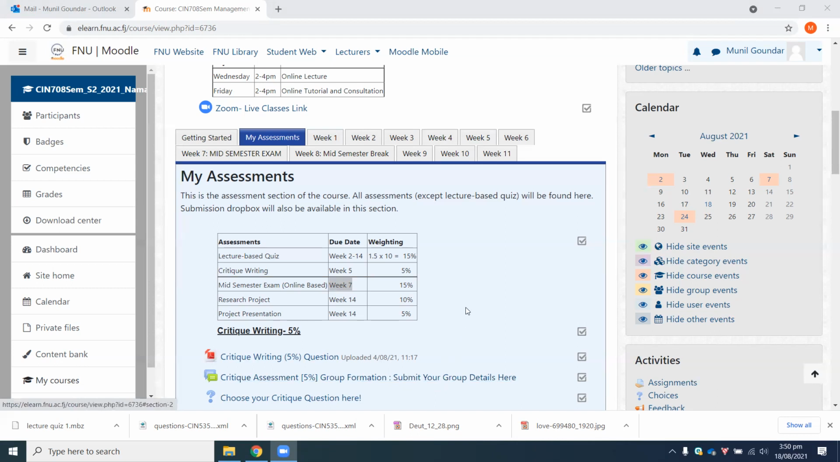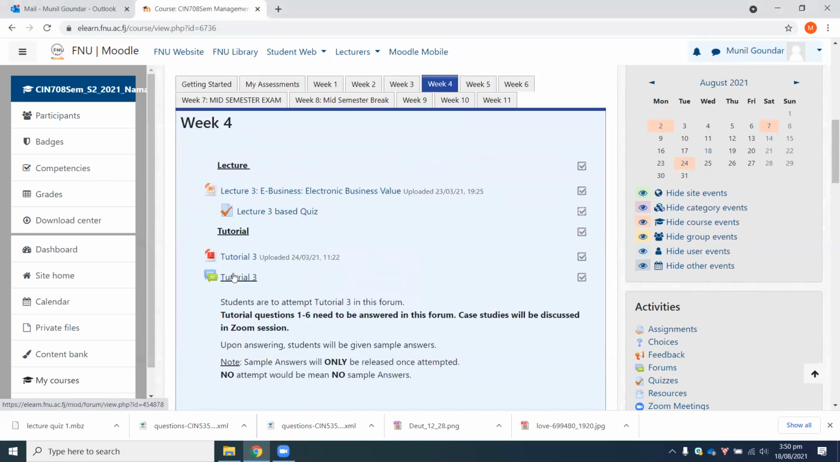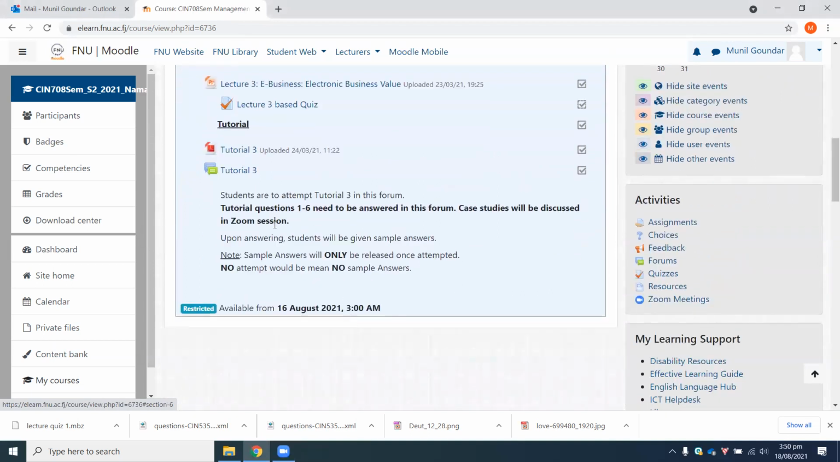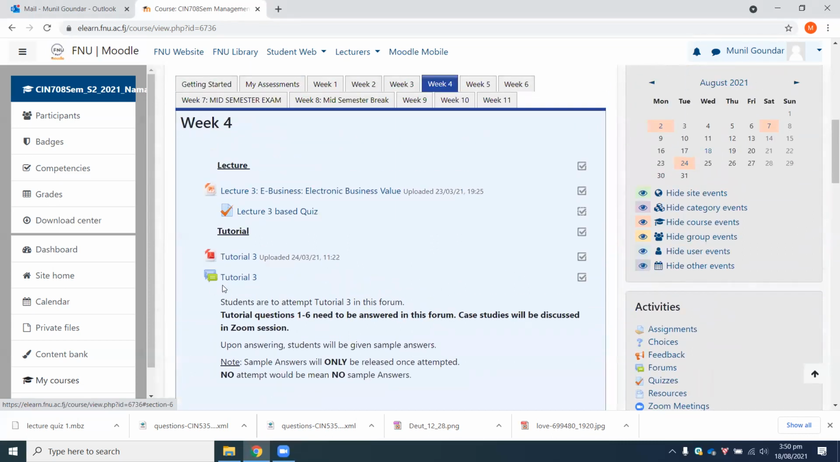Next we'll meet up on Friday for our tutorial discussion. Please attend the tutorial on the Tutorial 3 discussion forum, which is available in the week 4 section of Moodle. Remember, once you answer it, I will be providing you with the sample answers. If you do not attempt it, you will not be provided with the sample answers. So please do so. The case studies will be discussed in the tutorial discussion class on Friday afternoon. We have 2 case studies this week, so it will take us some time to discuss all that.